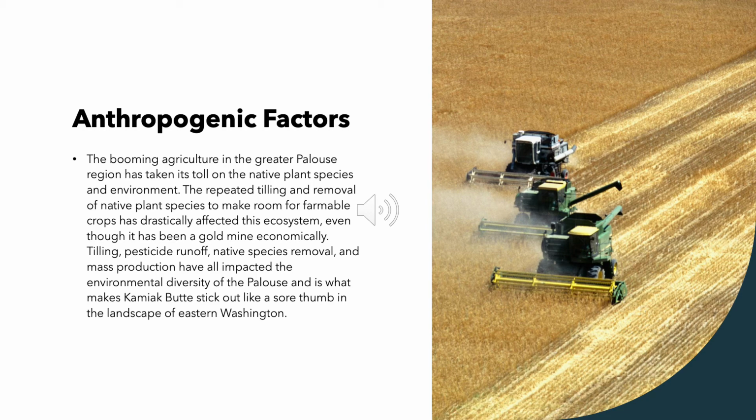The repeated tilling and removal of native plant species to make room for farmable crops has drastically affected this ecosystem, even though it has been a gold mine economically. Tilling, pesticide runoff, native species removal, and mass production have all impacted the environmental diversity of the Palouse and is what makes Kamiak Butte stick out like a sore thumb in the landscape of eastern Washington.